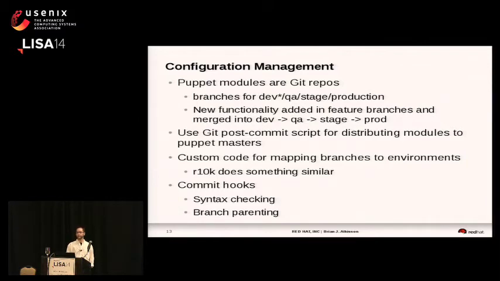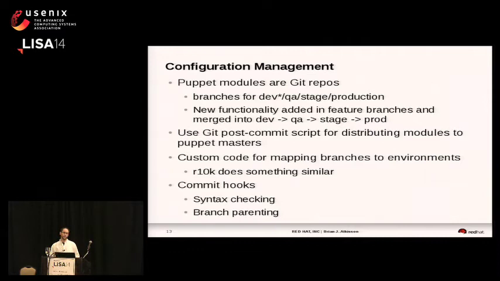R10K, if you're familiar with that, does very similar to what we do. We would have used R10K if it was around when we implemented this, but it just wasn't. And on the commit hook side, we do full Puppet syntax checking, linting, before the commit's actually accepted. So if I'm going to do a git push, it better be syntactically correct and conform to our coding styles.